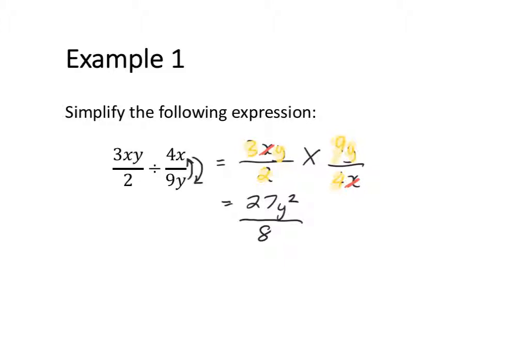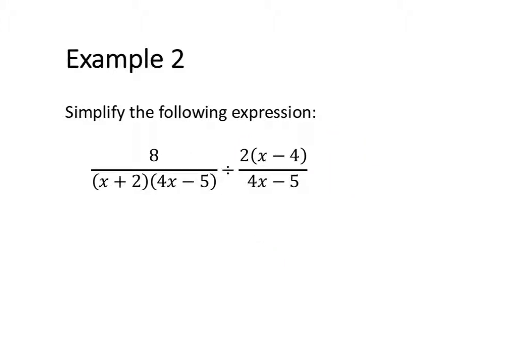So let's have a look at a second example. In this example, I want to simplify the expression 8 over (x plus 2)(4x minus 5) divided by (2x minus 4) over (4x minus 5). So when I'm dividing fractions, the first thing I need to do is do my keep, change, flip. So I keep the first fraction the same, so that stays at 8 over (x plus 2)(4x minus 5). My division sign becomes a multiplication, and then my second fraction gets flipped.